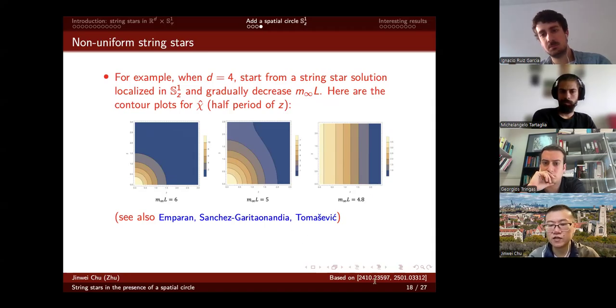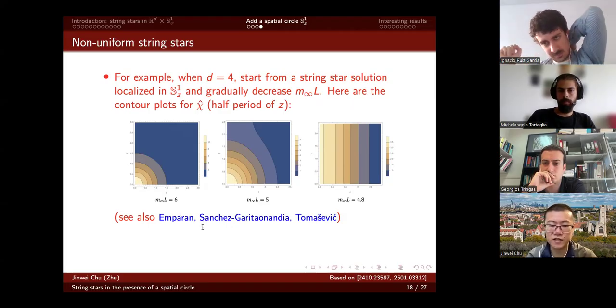And by the way, when I published my first paper, there was another paper by Emparan and his collaborators, which also studied non-uniform string star solutions. And actually, my first paper is some perturbative analysis. And in the paper by Emparan and his collaborators, they developed some non-perturbative techniques, which I utilized in my second paper, for example, to generate these figures.